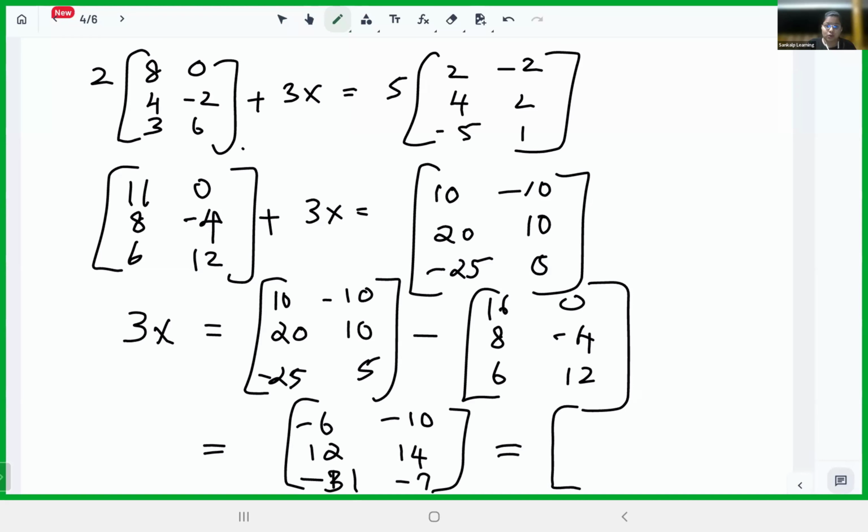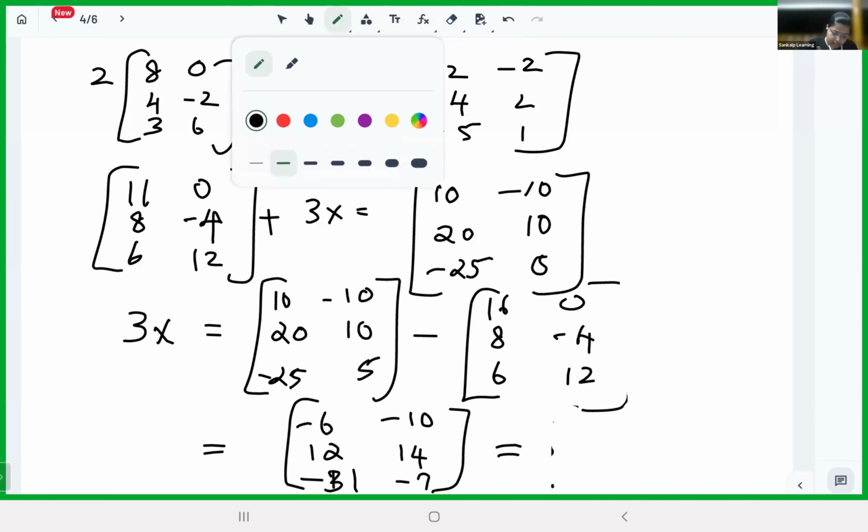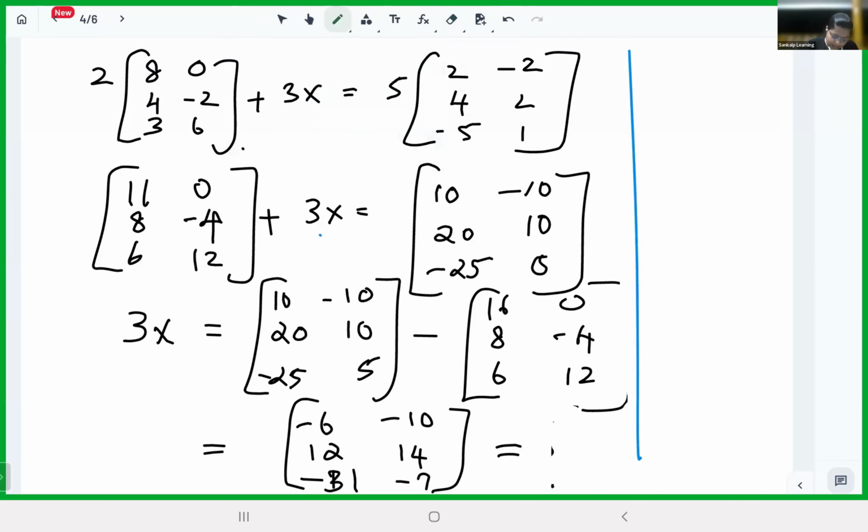Now we have got the value of 3x, isn't it? From this, you have to find out the value of x. So how will you find out the value of x? You have to multiply the resultant matrix with 1 by 3, right? So then you will get the value of x. So x is equal to, I'm taking this 3 to the right side.